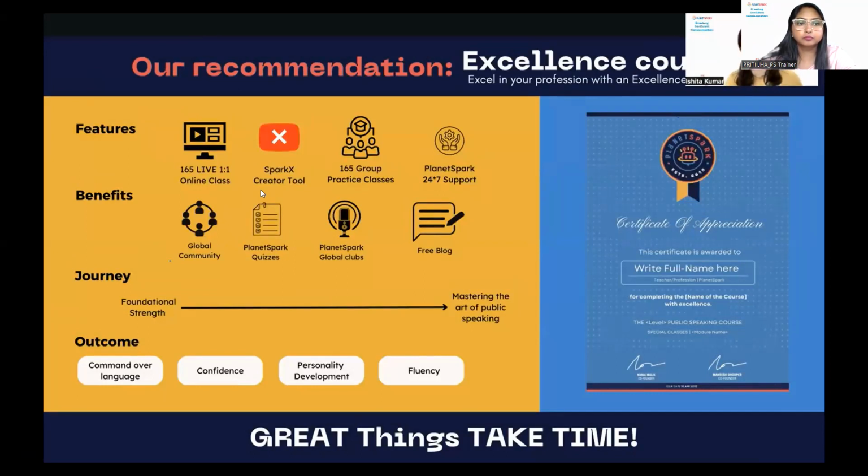And what we do guarantee is that Rudra's personality will evolve. He'll be a fluent, confident communicator. Of course, great things take time, and hence 165 classes. It would be really unfair if I promised that I could transform Rudra in just 10 or 20 classes. All these things take time, especially communication skills, something we use every day, yet we do not work on consciously every day. And towards the end of the course, he would also be provided with a certificate of appreciation.